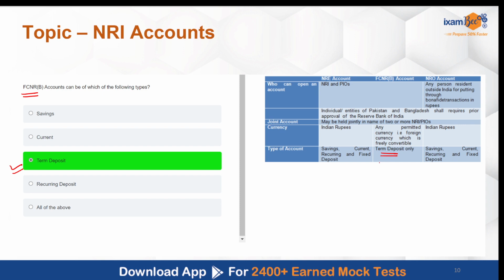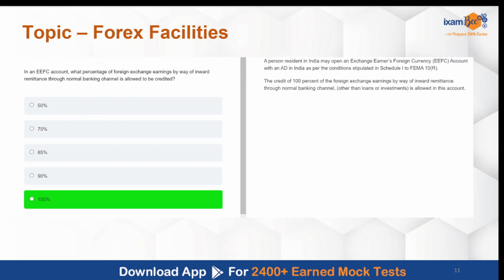However, if an NRI wants to open a savings or a current or a recurring FD type of account, that they can open in Indian rupee as an NRE account or as an NRO account, right? So that was another question.